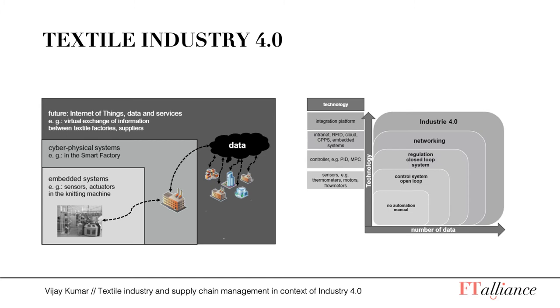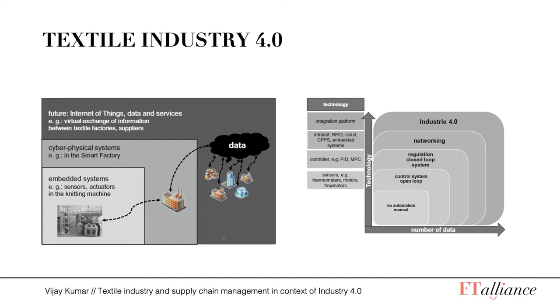And then when we are upgrading this system to more like a cyber physical system, where we have additional technologies such as Internet of Things, data and services come into the picture. They are connected, and the machines are able to not only control but communicate with the system. That's where we call it industry or textile industry 4.0.